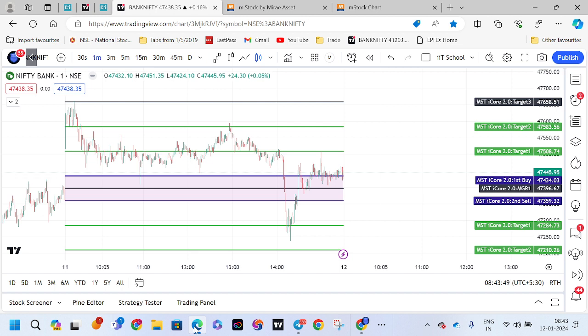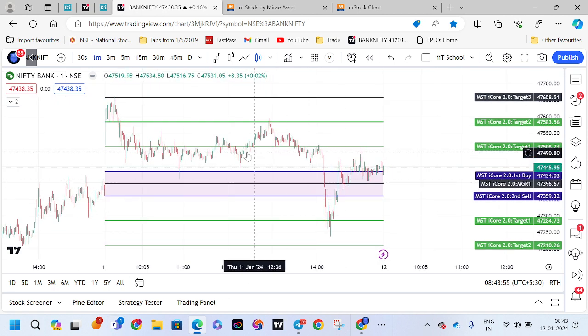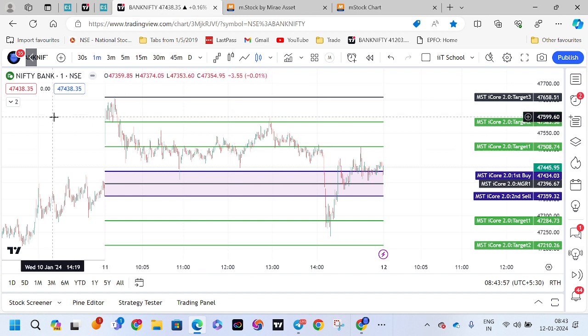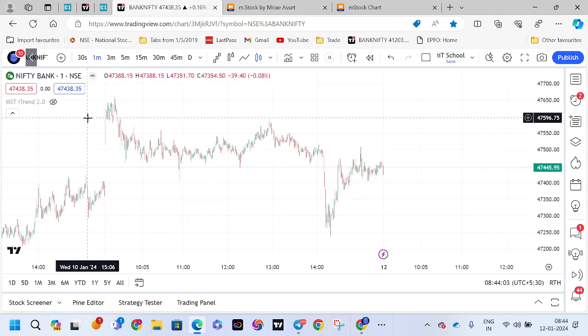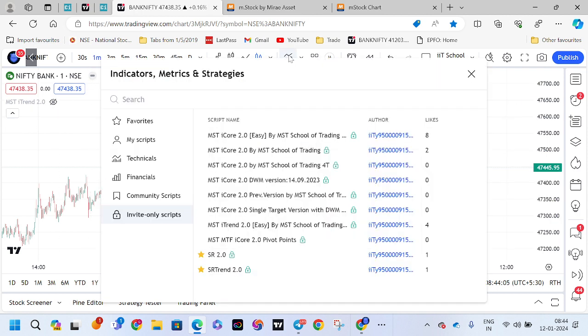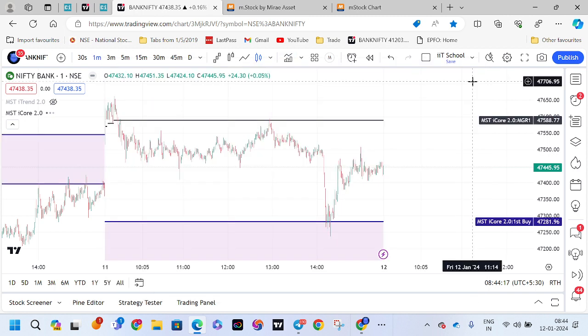Okay, now let me show you the Telegram channel yesterday. Before showing the Telegram channel, I will show you from scratch what we are supposed to do. This is our indicator. I am just removing the indicator, and once again I will be adding it from the invite only scripts. Our indicators will be available in the invite only scripts only. The first 2 indicators are there that you can add: MST iCore 2.0 easiest one.